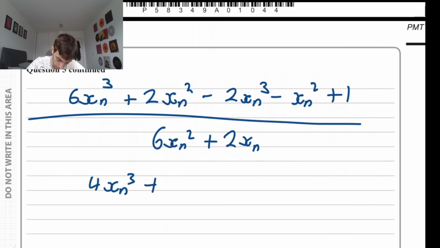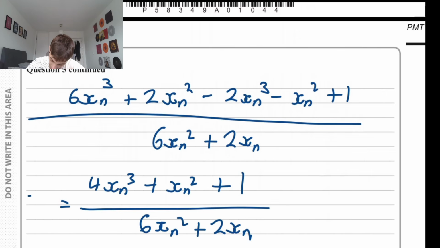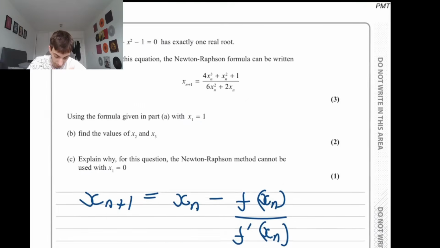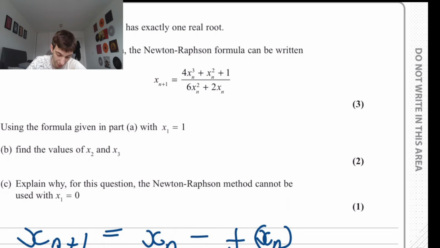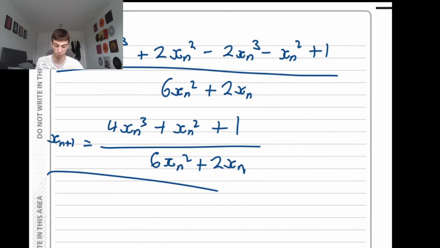So that's going to be just plus 1xn squared. And we're going to have plus 1. That's all going to be over 6xn squared plus 2 times xn. And remember, this will be equal to xn plus 1, because it's the Newton-Raphson formula. And quickly comparing it, is that what we need? That is exactly what we need: 4xn cubed plus xn squared plus 1 over 6xn squared plus 2 times xn. So we've shown that just using the formula. That is your answer to part A.